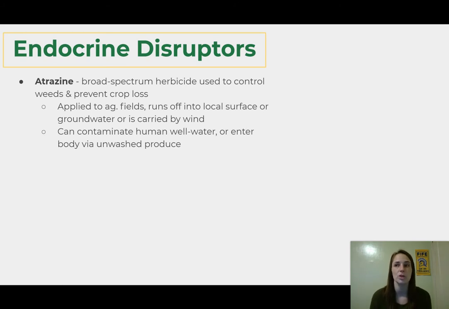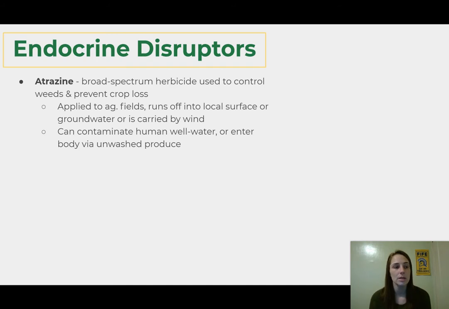It's a broad spectrum, which means you just spray it on all the crops in order to control the weeds and to prevent crop loss. So this is applied in agricultural fields, and you're going to get it entering aquatic ecosystems because it runs off into local surface or groundwater, or it can be carried by the wind. So also on terrestrial ecosystems as well.